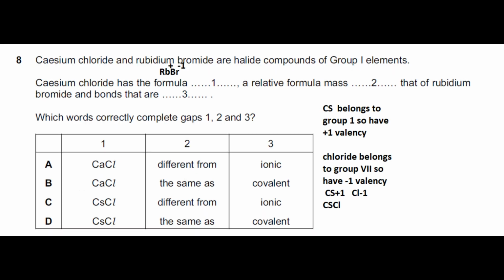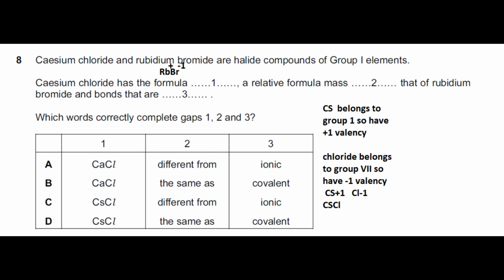Next question says that cesium chloride and rubidium bromide are halide compounds of group 1 elements. Okay, the word halide originates from halogen. So those elements which form a compound with the halogens are called halides. If they are saying halides of group 1 elements, group 1 has lithium, sodium, potassium, rubidium, cesium, francium. These are metals. They are called alkali metals. So alkali metals are forming compounds with the halogens. That means they are ionic compounds.